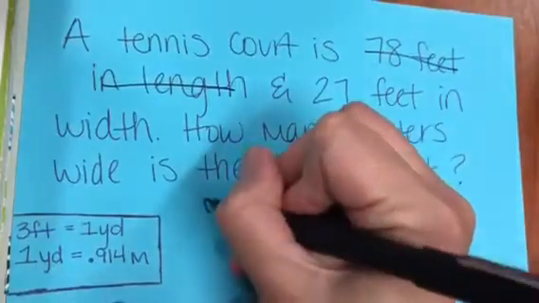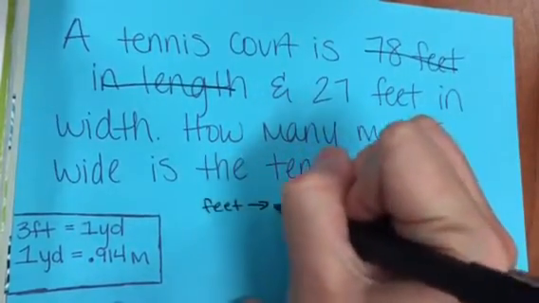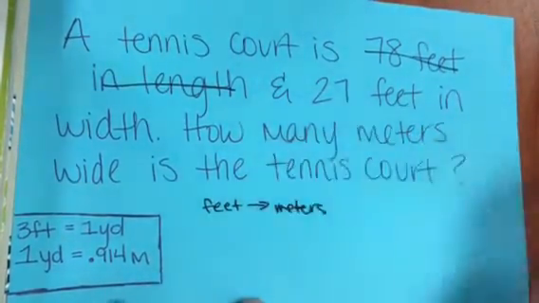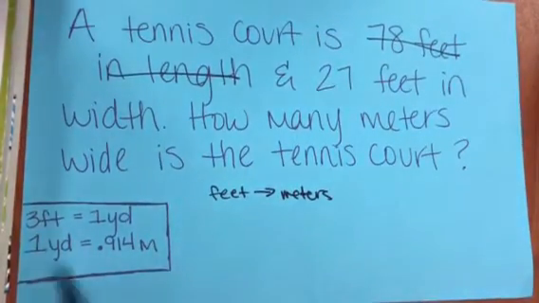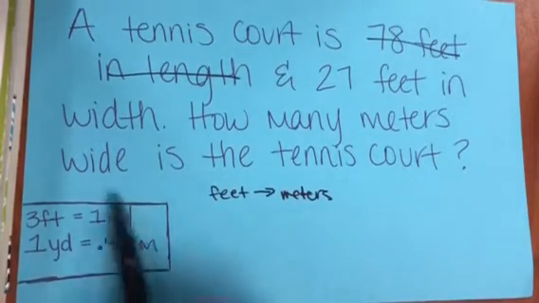So we're going from feet to meters. One thing I have here: 3 feet equals 1 yard, and 1 yard equals 0.914 meters. This is called a conversion factor.